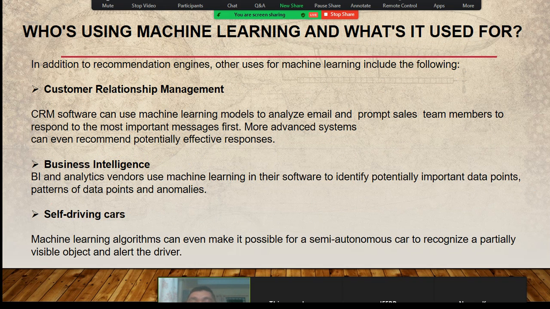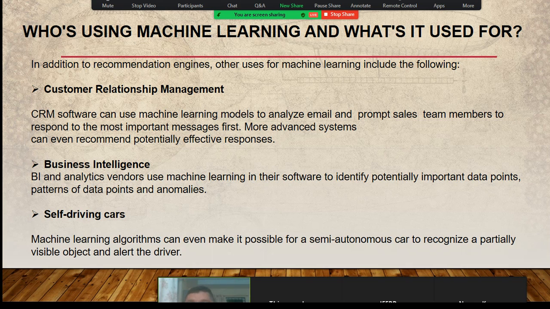In addition to recommendation engines and other uses, machine learning includes the following: customer relationship management, or CRM. CRM software can use machine learning models to analyze email and prompt sales team members to respond to the most important messages first. More advanced systems can even recommend potentially effective responses.